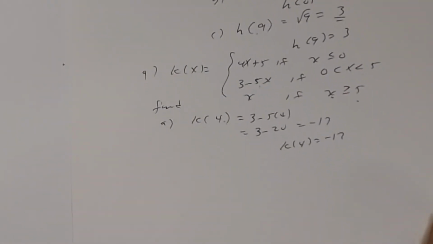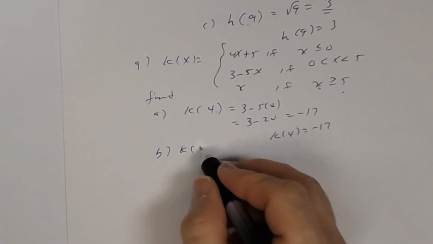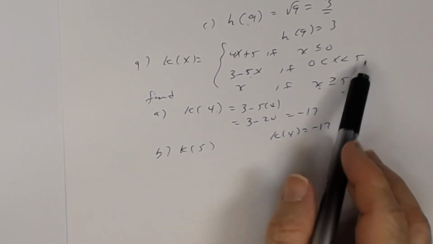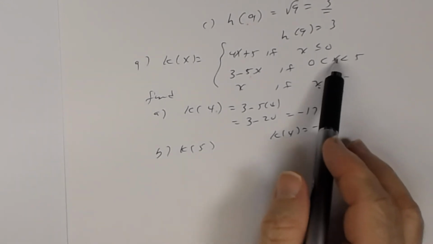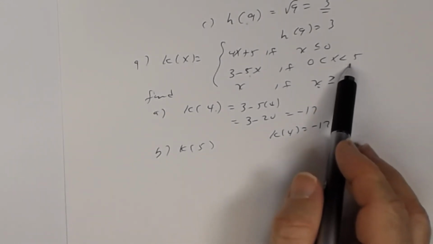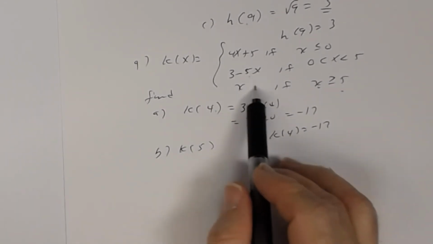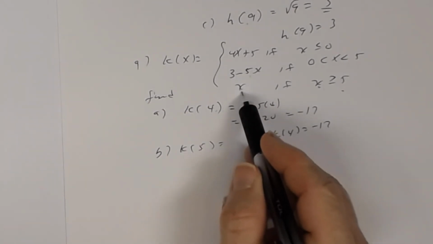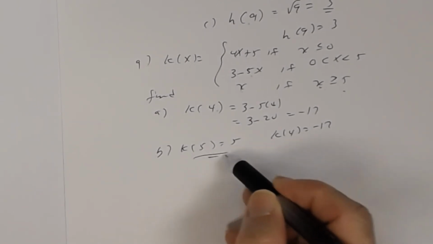All right, B. Let's suppose in part B, you want to find k of, let's say, 5. Well, notice I have 5 listed twice, right? So I got to make sure I use the right one. So x is 5. You know it's not going to be this one because there's no equal sign. 5 is not less than 5. But 5 is greater than or equal to 5. So that's the one you're going to use right here. So k of 5, where we see the variable x, you substitute 5. So it's just 5. k of 5 equals 5.